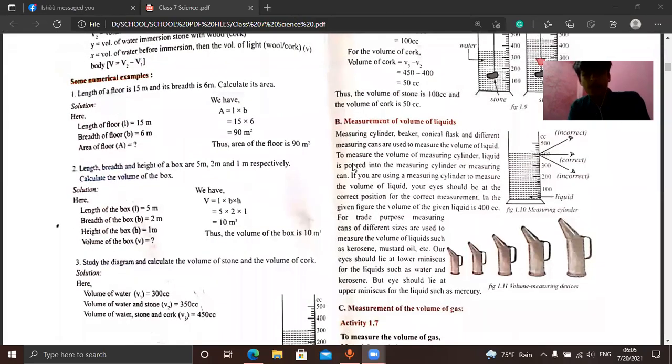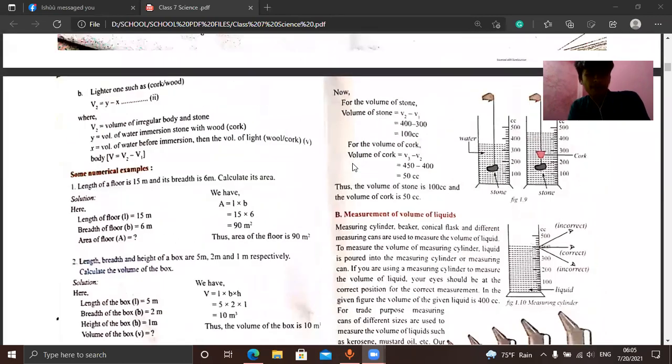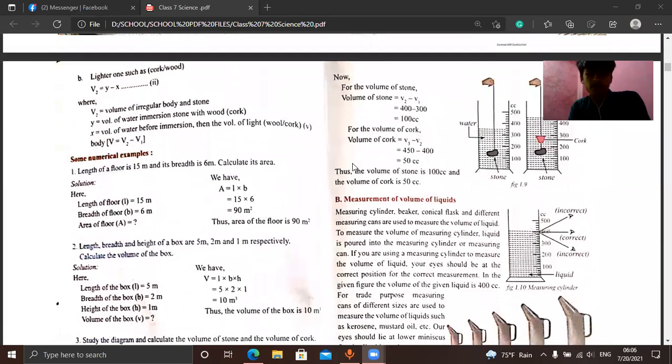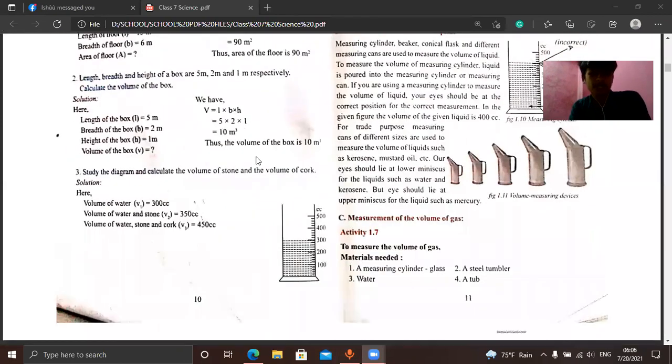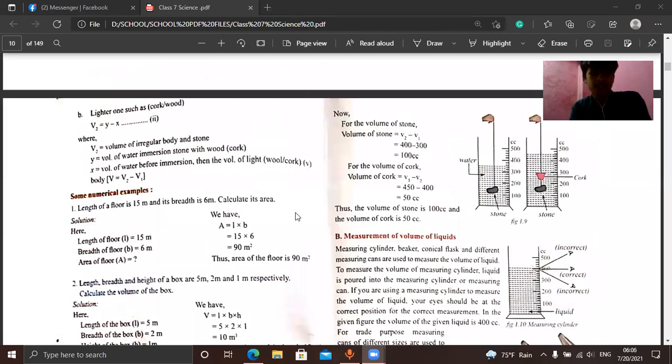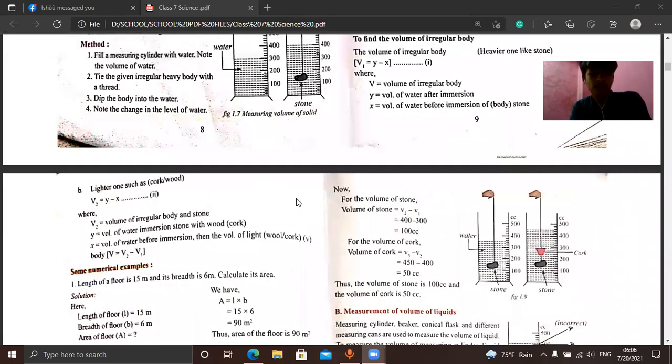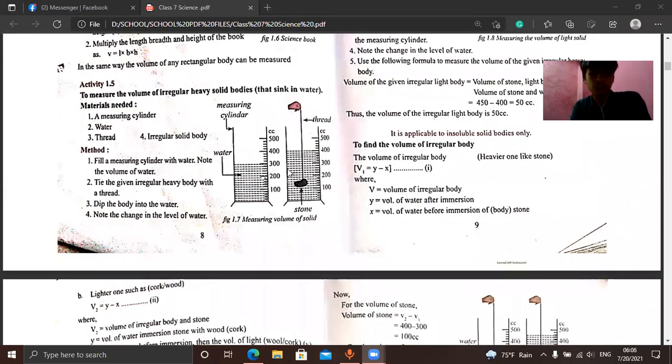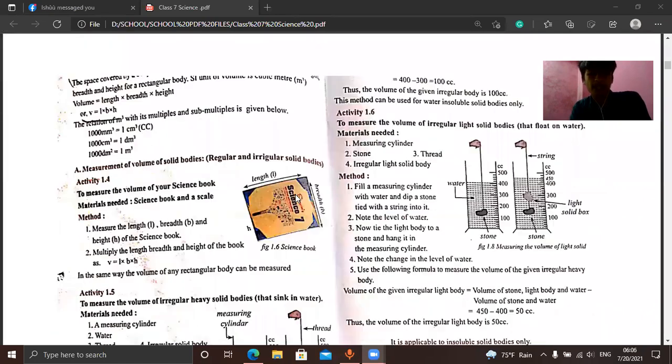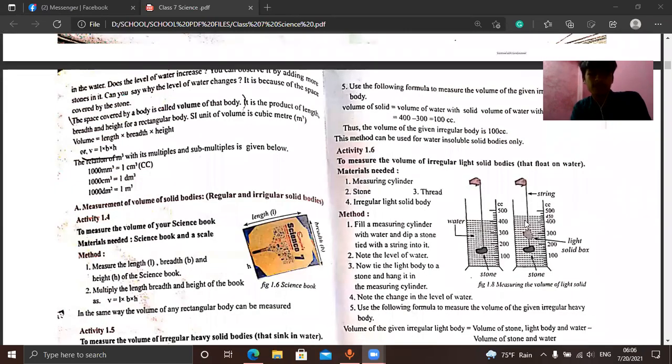Okay. We have got measurement of volume of liquid today. That's why we have learned how to measure the volume of some solid object. If it would have been a sinking object, it would have directly sunk in the water. We would have kept it in the water like this. So again, we have kept a stone as solid. And if it would have been a floating object that floats in water, then we use a stone to measure the volume of that object.